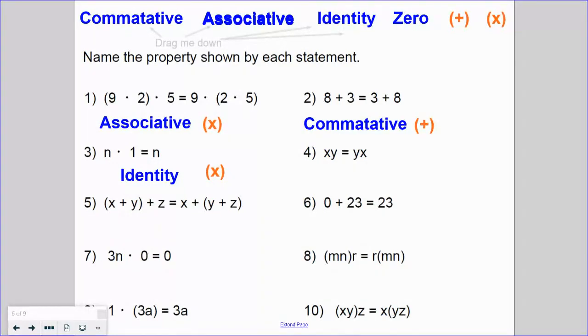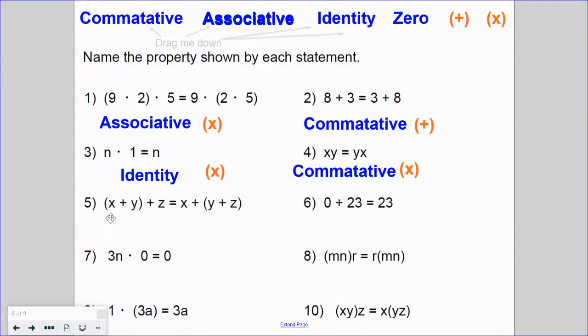All right, 4, x times y equals y times x. There's no numbers. We don't have any coefficients or constants in this. But if you look, it is a multiplication problem. Okay, remember this is multiplication if they're right next to each other. Okay, what do we notice? Well, I have xy and a yx. All I did was change the order. So that right there is our commutative property.